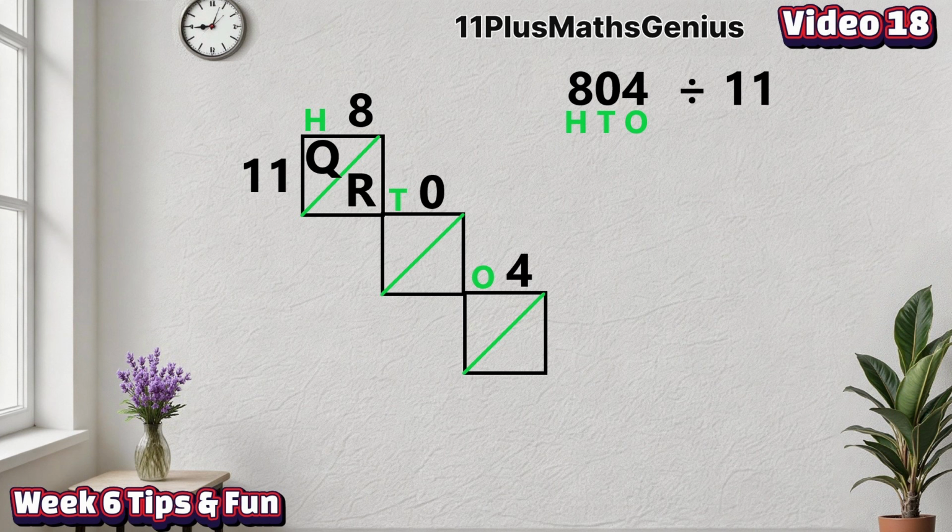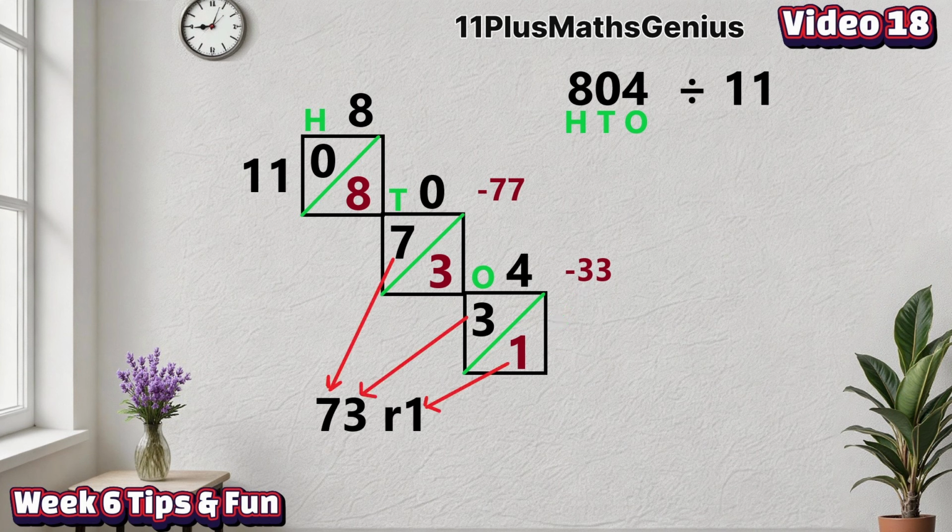Now, how many times does 11 go into 8? 0. So, our quotient is 0, and we carry down the remainder 8. Now we have 80. 7 times 11 is 77. So, we have 7 quotient and 3 as a remainder. We follow the same process until all digits are finished. So, next we have 34. 3 times 11 is 33. We have 3 quotient and 1 as a remainder. This one is our final remainder. So, from box 2, we have 7 quotient, and from box 3, we have 3 quotient. So the final answer is 73 remainder 1.